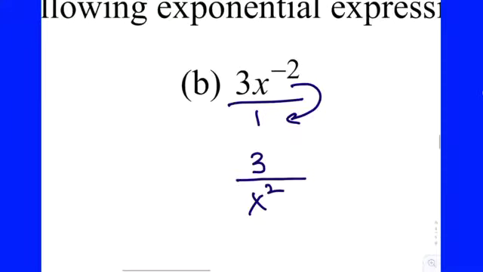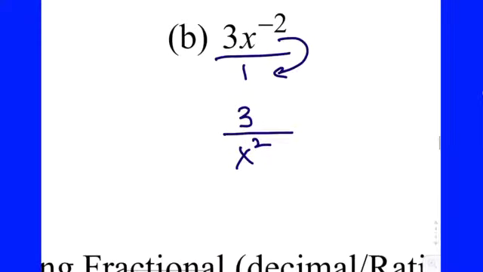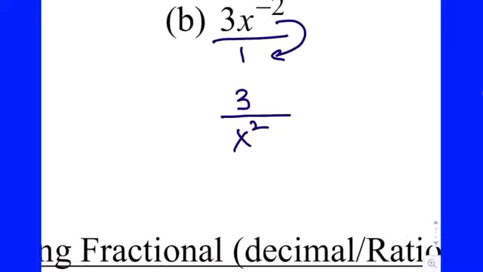All right? So again, if you wanted to bring the 3 to the bottom with it, you could, but it would be 3 to the negative first in the bottom. So 3 over x squared is the answer.